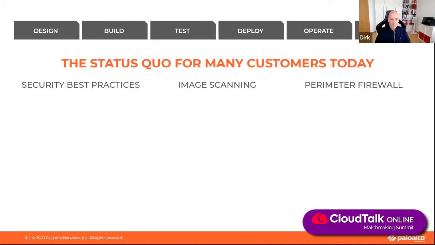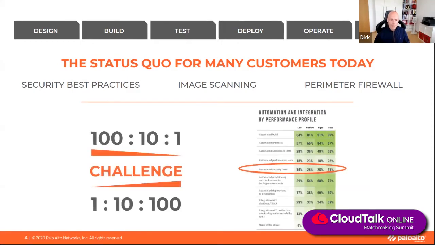They did some kind of image scanning, and they had some kind of perimeter firewall to protect the ingress point of an environment. But we as Prisma Cloud, as the security vendor, believe that this is not sufficient, and obviously there's something we can improve. However, there is a reason why many customers are not going beyond those three basic starting points, and I will explain those reasons a little bit during this presentation.